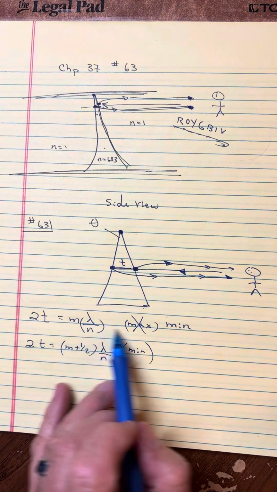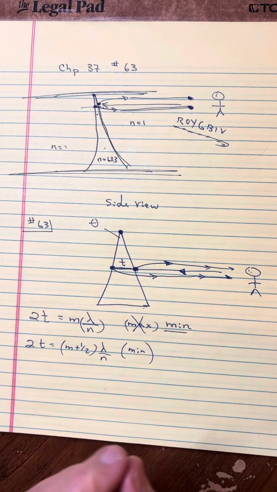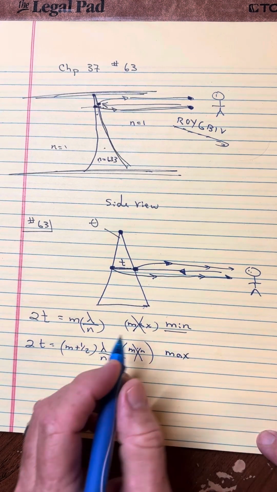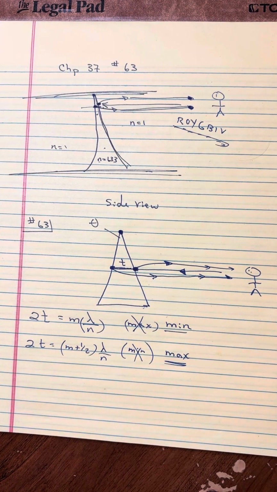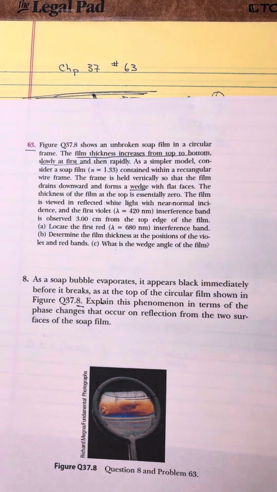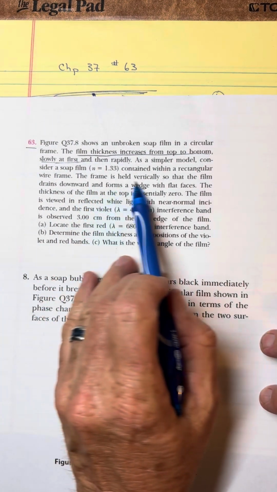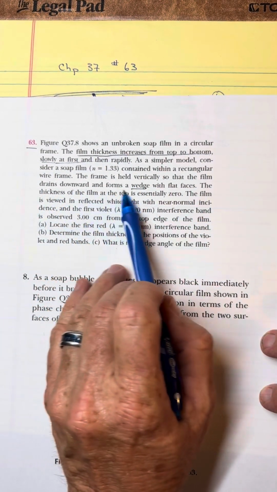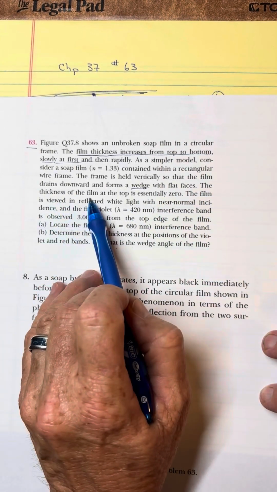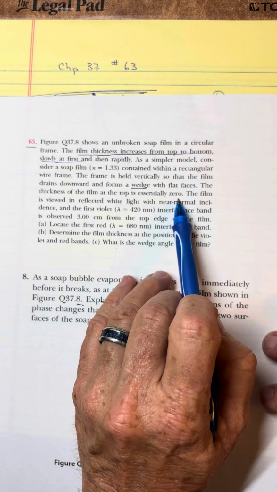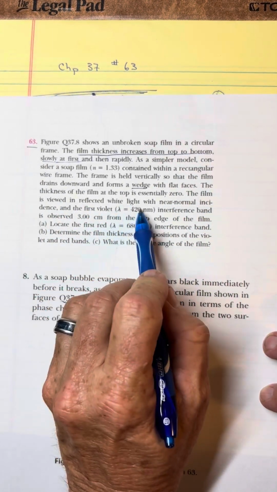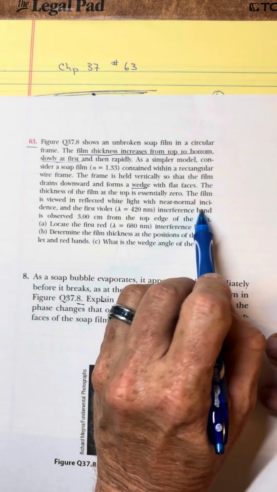And so this is the equation we would look at for a minimum amount of light reflected. And this is the equation we want for maximum light being reflected. And that's what we have here. We are having maximum light. And let me keep reading. The frame is held vertical so that the film drains downward and forms a wedge with flat faces. The thickness of the film at the top is essentially 0. The film is viewed in reflected white light with near normal incidence.